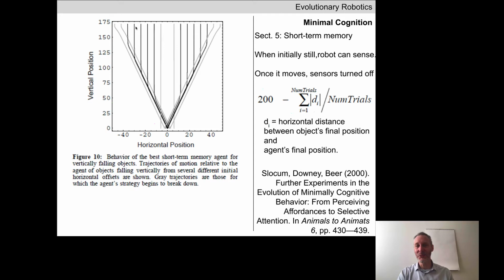You'll notice that in the first few time steps of each of these trials, the trajectories are vertical, which means what? After a while, some of these trajectories become diagonal. What do the vertical parts of these trajectories tell you about what the robot is doing?